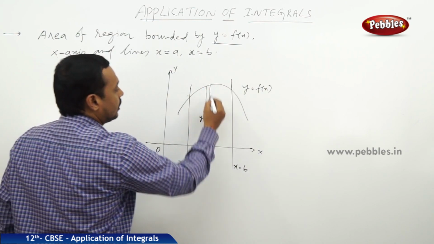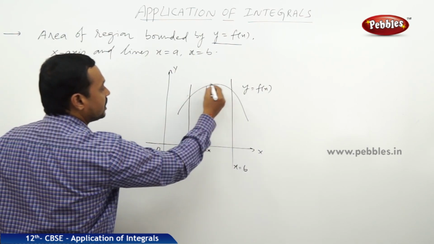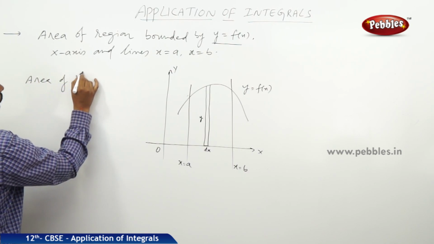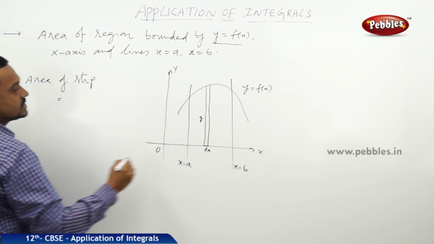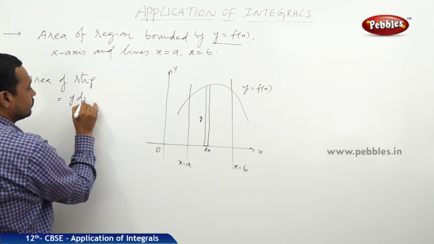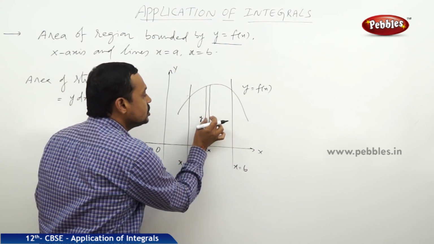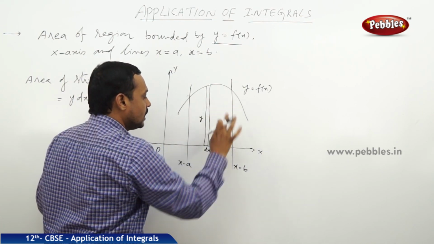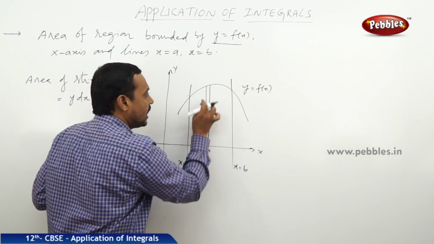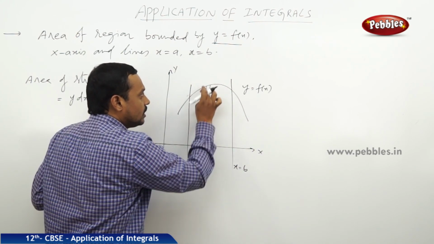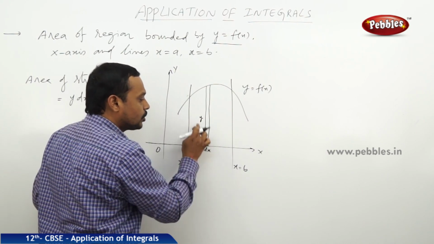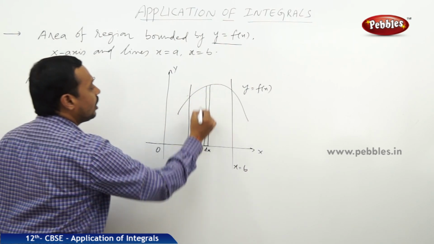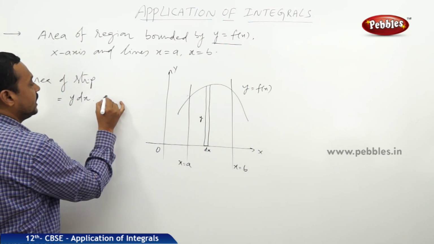And now here the area of the strip is given by y into dx. You know, here these two strips are very much close, so that almost these two lengths are same, and since it is dx, therefore the area bounded by these lines is almost nearer to y into dx. Therefore this is the area of the strip known as elementary area.